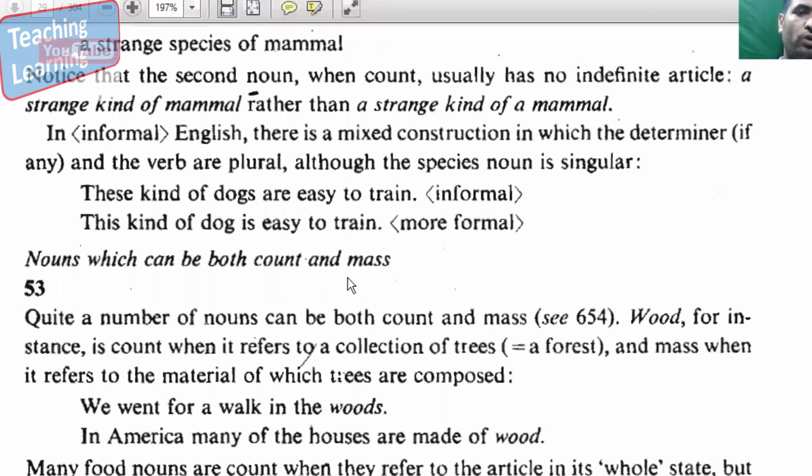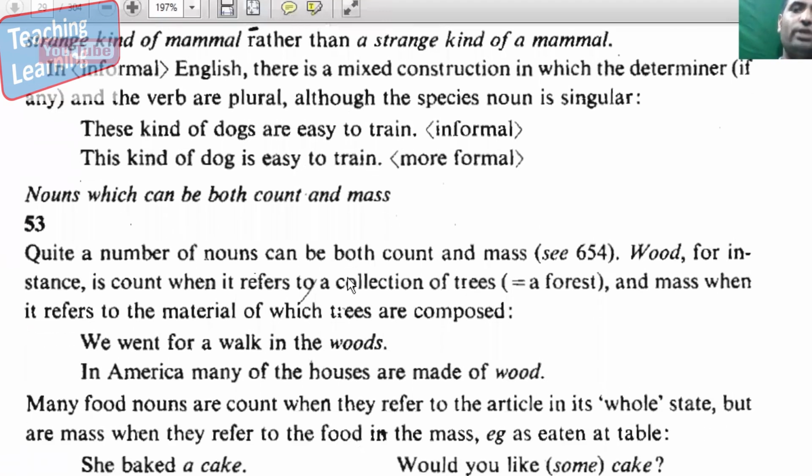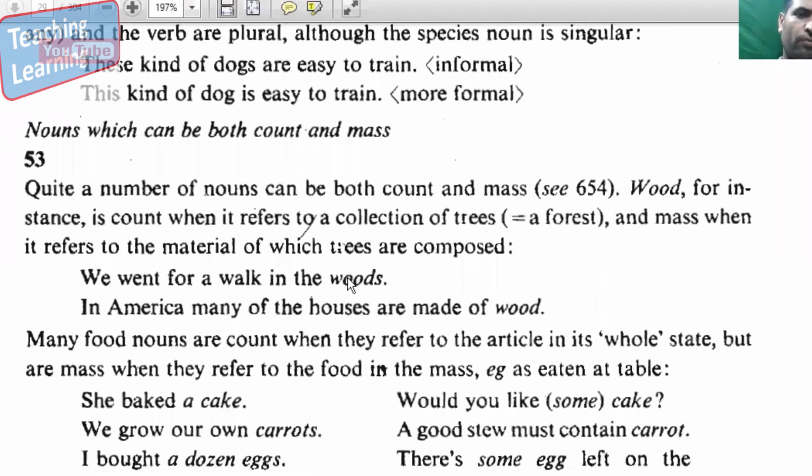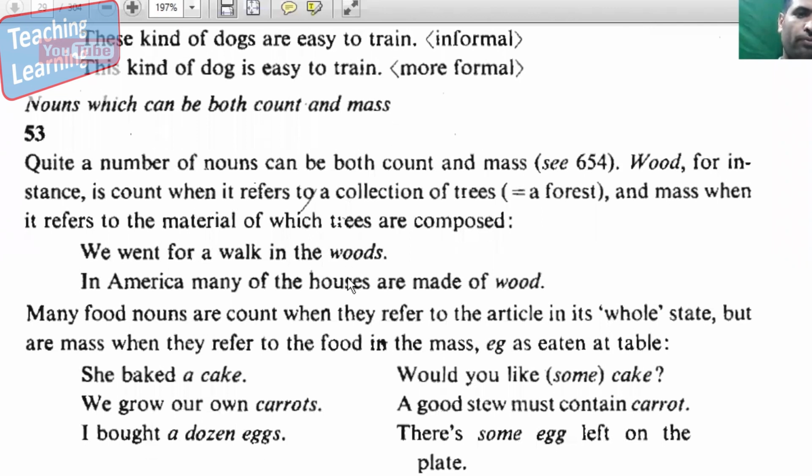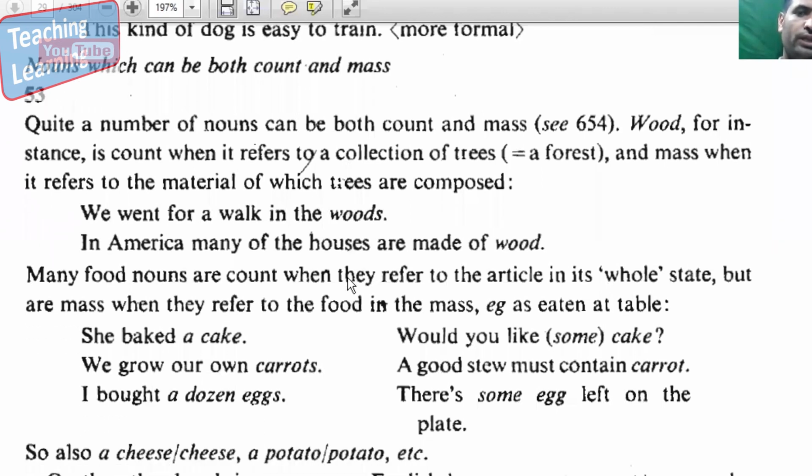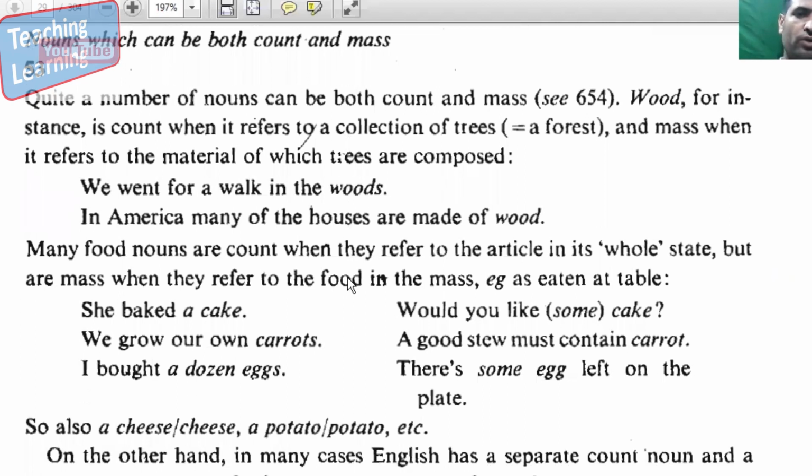Nouns which can be both count and mass. This is interesting: the same noun can be count and mass. We discussed this in the previous session. We went for a walk in the woods. In America, many of the houses are made of wood. So here, in the first sentence, woods refers to the countable noun, but in the second one, wood is an uncountable noun.